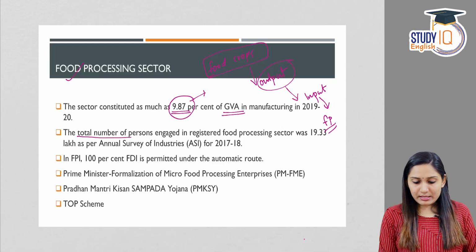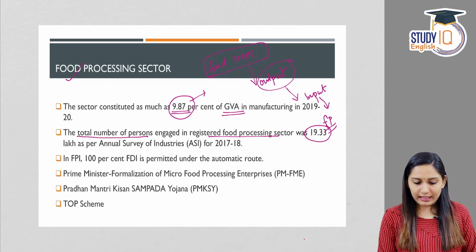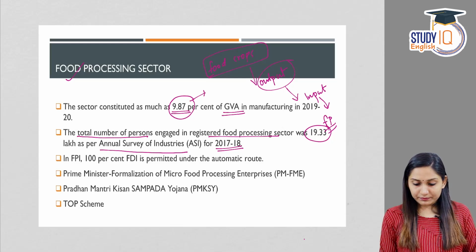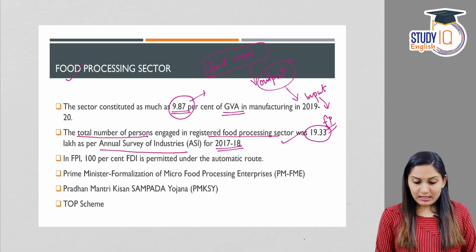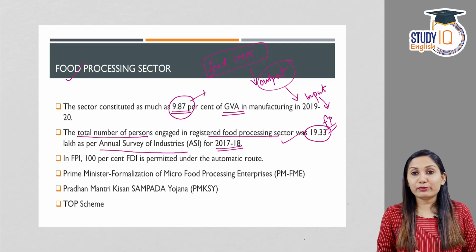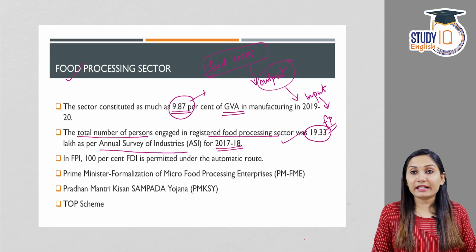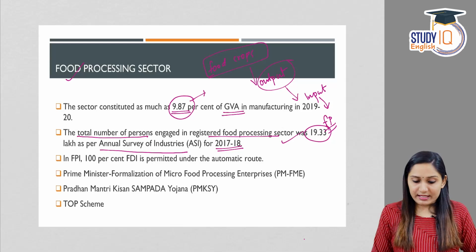Total number of persons engaged in registered food processing sector was 19.33 lakhs as per Annual Survey of Industries for 2017-18. So this is the contribution. That is the people who have adopted food processing as their economic activity, those who are directly and indirectly involved in food processing sector.